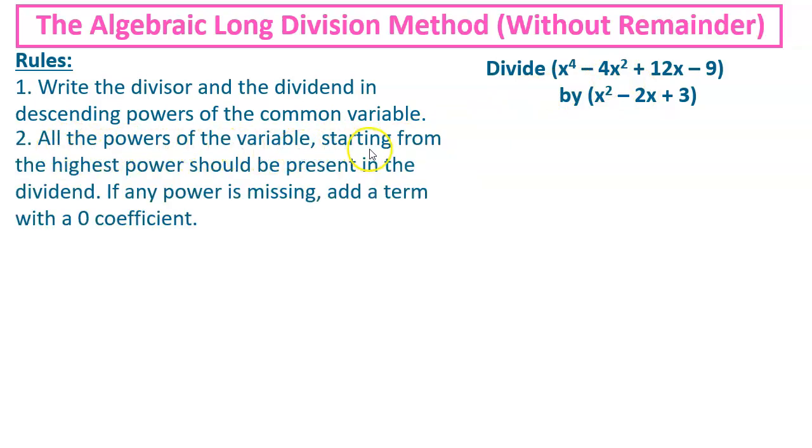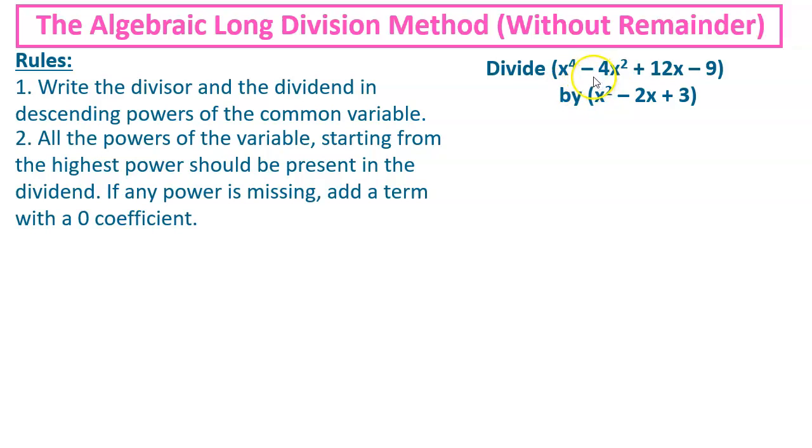All the powers of the variable starting from the highest power should be present in the dividend. It is not essential for the divisor, but it is absolutely essential for the dividend to have every power. The dividend should contain every power of the variable starting from the highest power. If any power is missing, add a term with a zero coefficient. Like over here we are having the term containing x to the power of 4, and then the next term is minus 4x to the power of 2. So we do not have a term containing x to the power of 3.